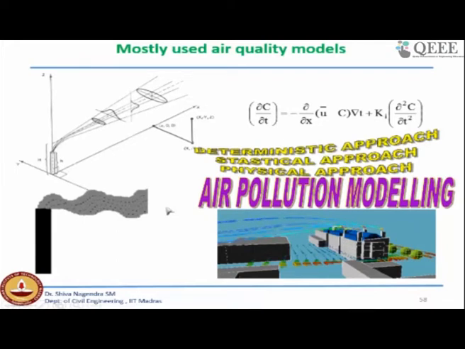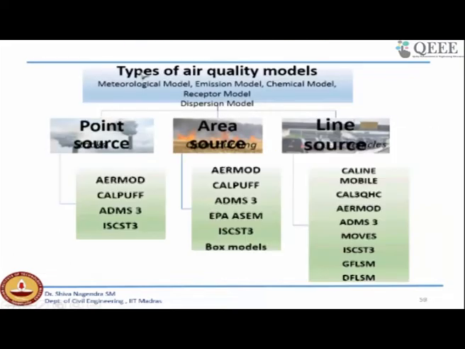Now we will look at some of the different types of models that are widely used. Broadly, we can classify the models into point source models, area source models, and line source models. Models are also classified as meteorological models, emission models, chemical models, receptor models, and dispersion models. So you can classify the air quality models into different types.